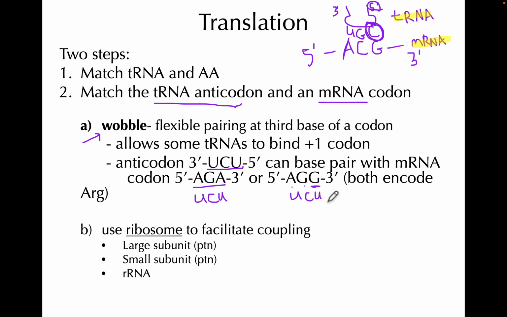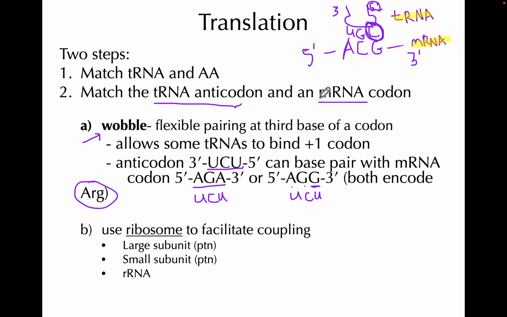and you wouldn't expect U and G to bind, but it's that third spot, and just the way that the shapes work, it can be flexible. And that's useful because it means one UCU tRNA can bind with and bring in arginine. So all the UCU tRNAs have arginine on them. And so that's one of the things about this redundant genetic code, is that AGA brings in arginine and AGG brings in arginine. And that's because of the Wobble.